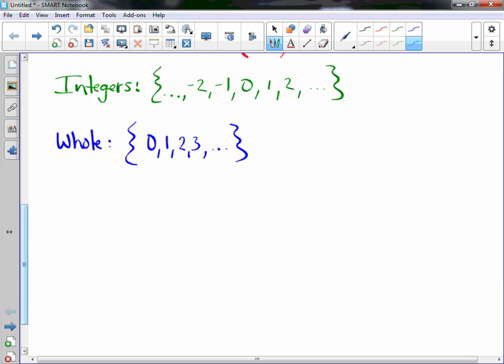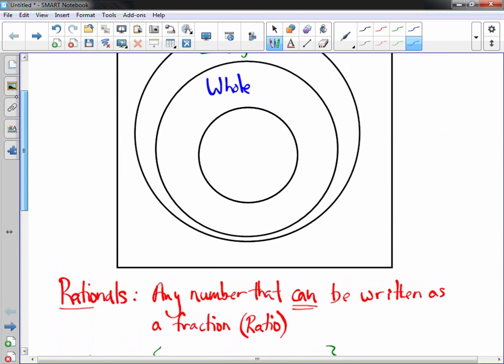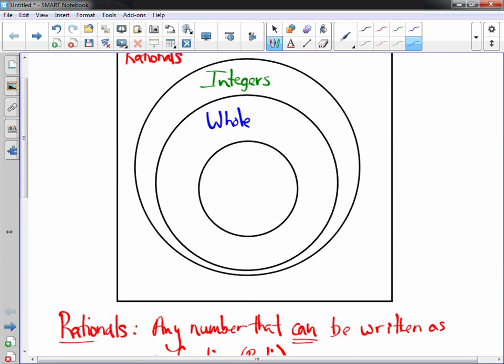If you notice, all of these numbers that are in the wholes are also represented in integers. The integers are just a bigger set. It's like saying all squares are rectangles, but not all rectangles are squares. It's the same idea. All whole numbers are integers, but not all integers are whole. That's why in the Venn diagram we have a smaller circle that represents the whole numbers, which is contained within the integers.